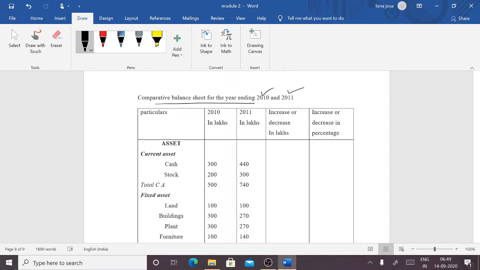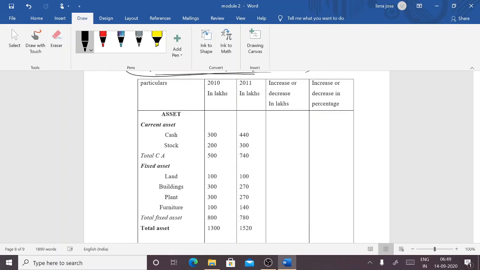So you should mention it is a comparative balance sheet for the year ending. This is one thing that you need to write. Then after that, the first 3 columns are the same as the question.